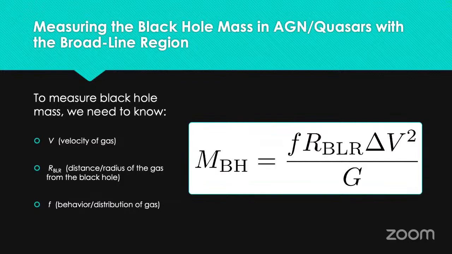In order to measure this black hole mass, we need to know the velocity of the gas, right? We have gas in virial motion around the black hole. We can measure its velocity if we can measure its distance, or radius, from the black hole. And if we can measure the distribution of the gas, then we can measure the black hole mass. So let's talk about how we get each of these quantities when we're looking at AGN.